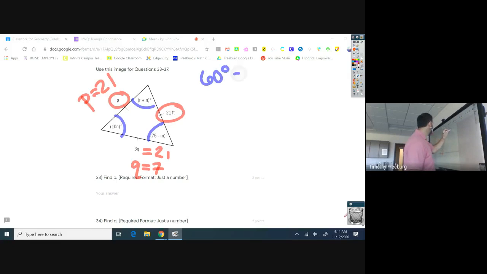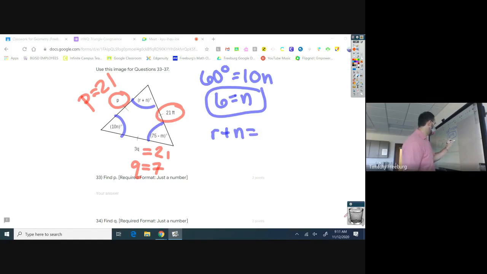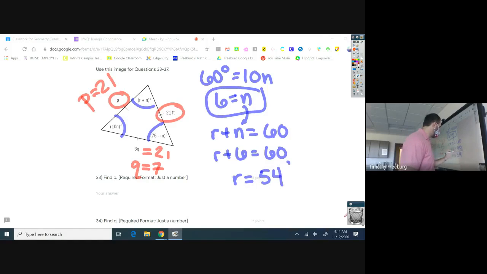So 60 is going to be equal to our 10n. So 6 is equal to n. And then we've got r plus n, oh, that one's a little bit tricky, that's fun, equal to 60. And so if n is 6, let's plug that in here. And then subtract the 6 from both sides, so r is equal to 54.